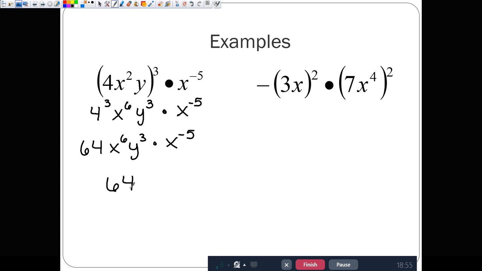Okay, I have an x and an x. I'm going to keep my base. 6 plus negative 5 is 1. So let's raise to the first power. I don't have anything to multiply y by, so it's just y to the 3rd.